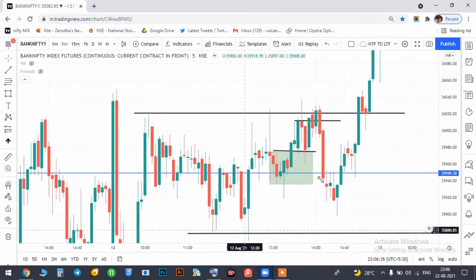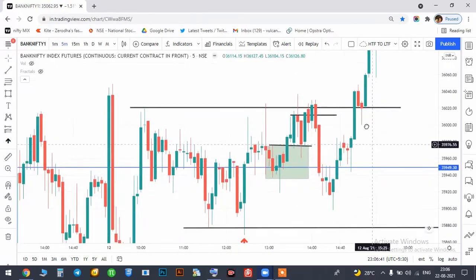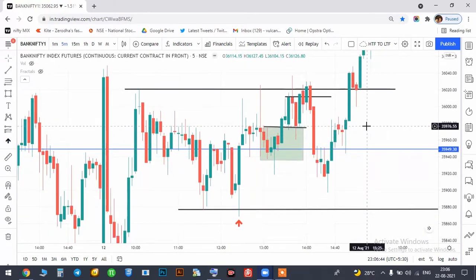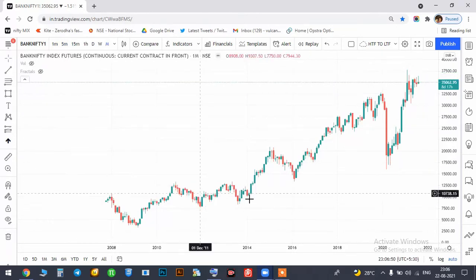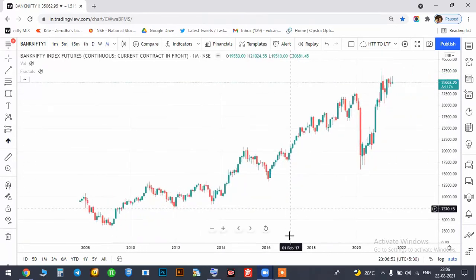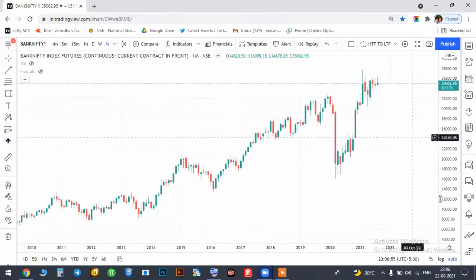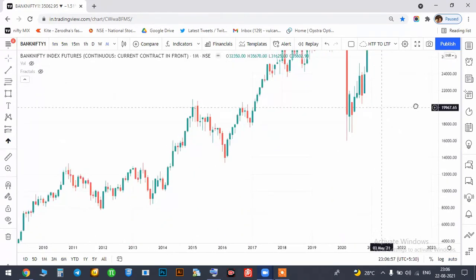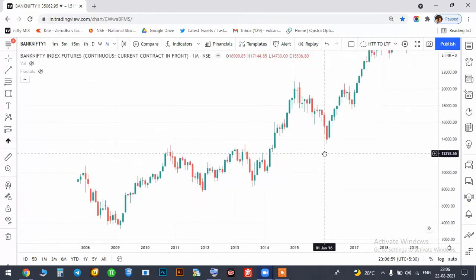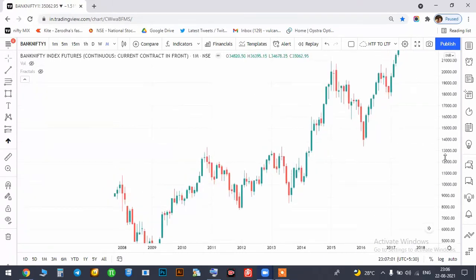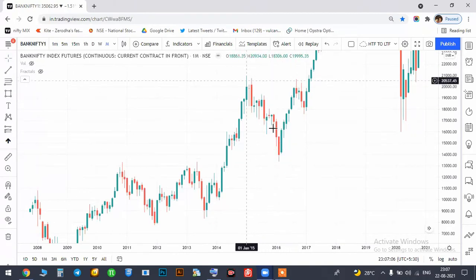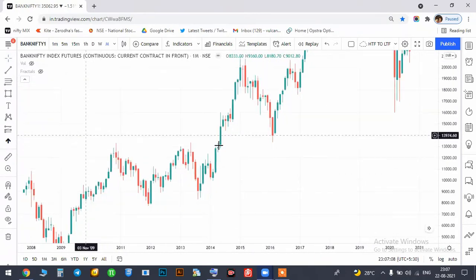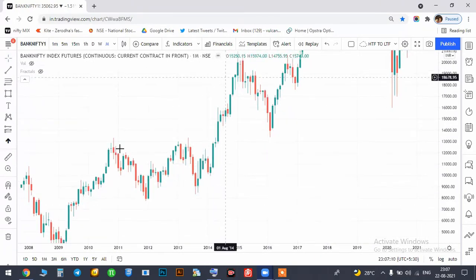Sir, while marking on the monthly time frame, can we take 5 to 10 candles? Can we mark high and low of those candles, sir? Correct. So why will you mark the high and low? You will mark when you see a sudden expansion, a sudden move.